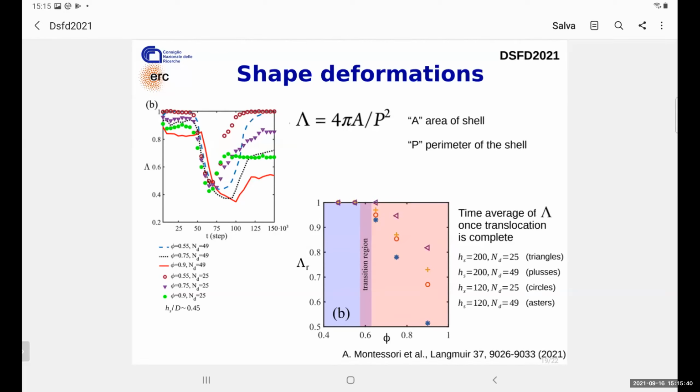So there is a strong dependence of the dynamics of the system on the area fraction, but there is also an important dependence on the height of the constriction. We also computed the residual deformation, which is a time average value of lambda once the translocation is completed. If you compare the pluses and the asterisks, you see that diminishing the size of the constriction, keeping the diameter the same, there are much stronger deformations in the system. So for narrower constrictions, the structure of the emulsion is much more deformed and elongated.